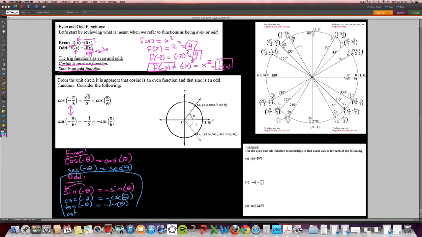So let's talk about why, and I give a couple examples here. Of course, we have our unit circle here that's going to help us out, and I've drawn one here, but what if I were to find, say, the cosine of negative pi over 6? Now all this means is, it's like a negative 30-degree angle.